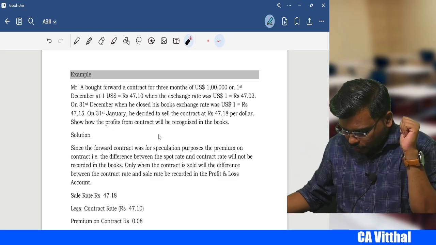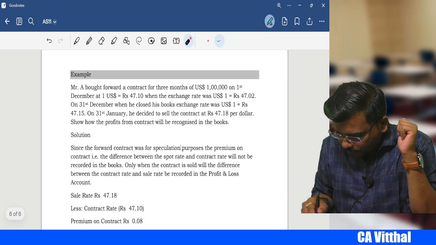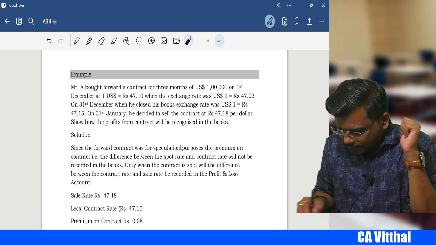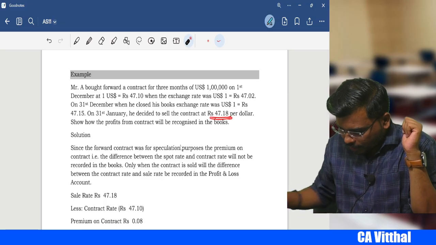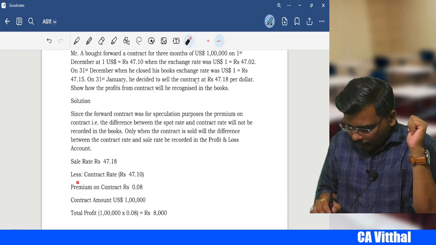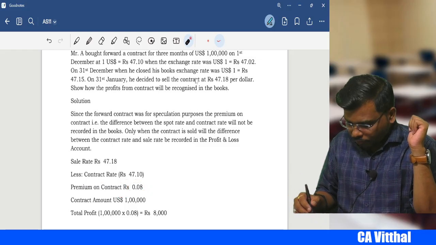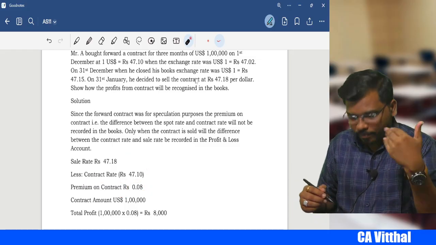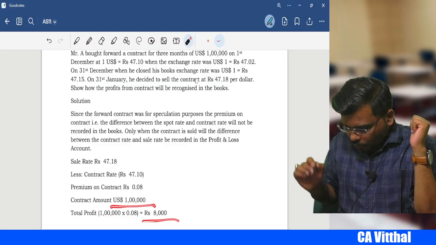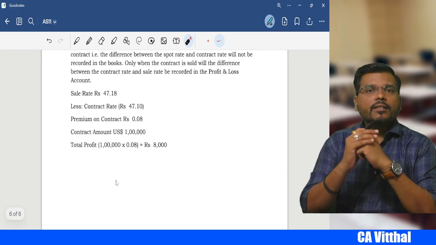So what is the forward rate here? They have given it. The forward contract rate is 47. What is the sale rate? 47.18. So the sale rate is 47.18 and the contract rate is 47. We have sold at a premium. Profit for us is 1 lakh. So the total profit of 1 lakh rupees will be recognized at the time of sale. Is that clear, my dear student?